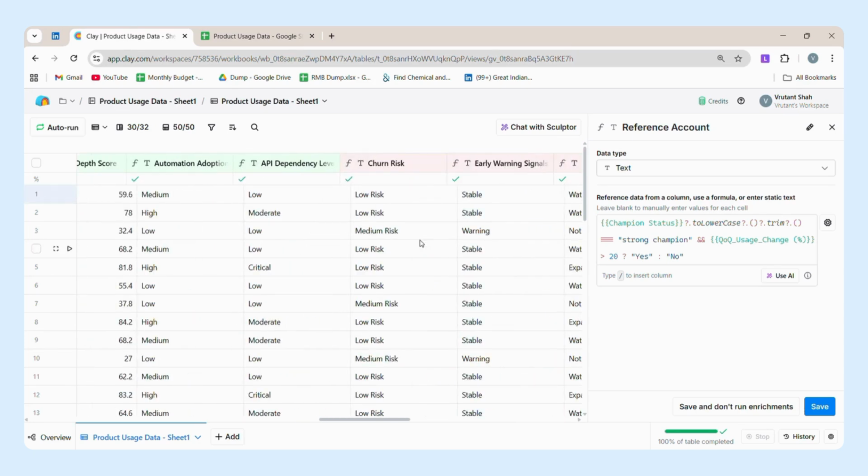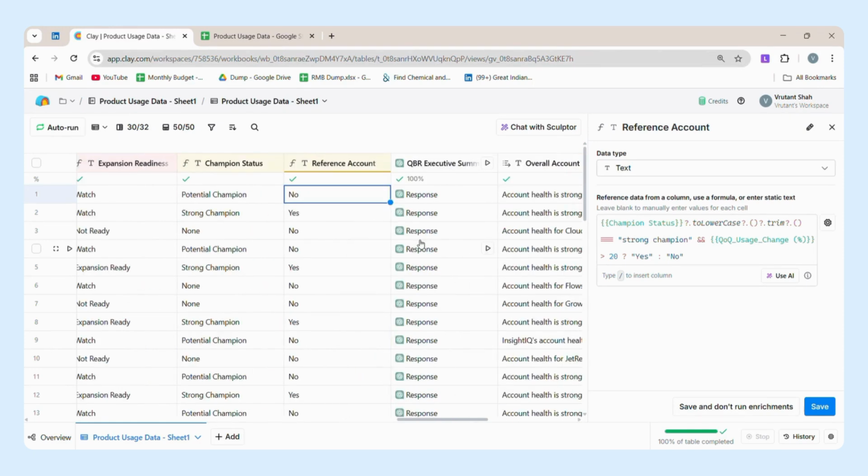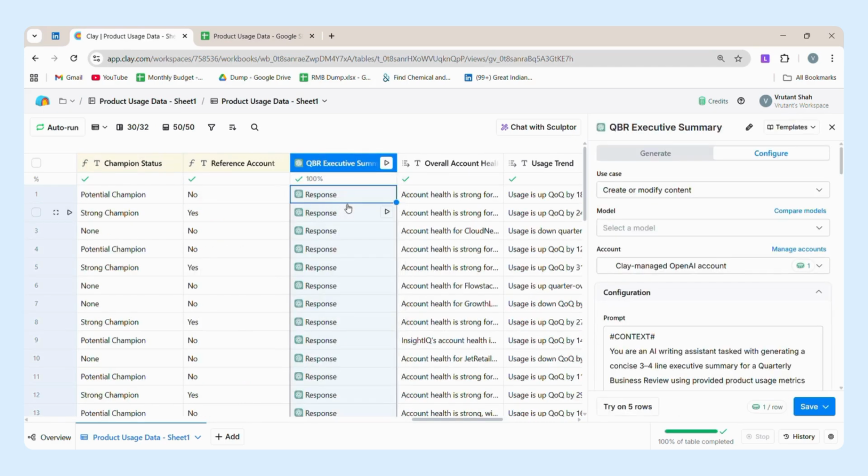So that is how I get all of my metrics in place. Now coming to one of the most interesting parts, wherein we are using Clay's AI to help us in terms of creating an executive summary.